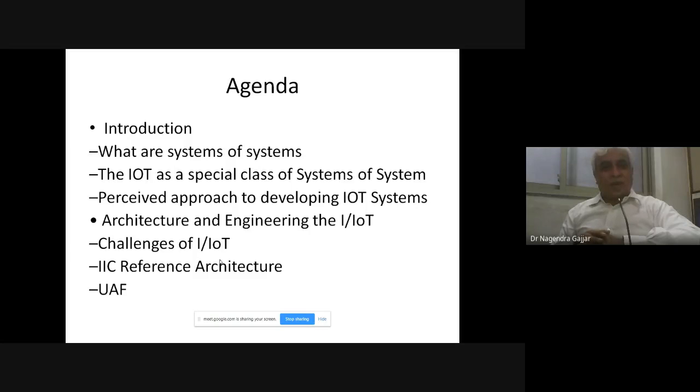I hope you have studied the IoT architecture, IoT protocols, the IoT stack, and so on in your first day. So we need to look into how an IoT system can be developed, making use of the architectural understanding and the kind of connectivity that is provided by the IoT.